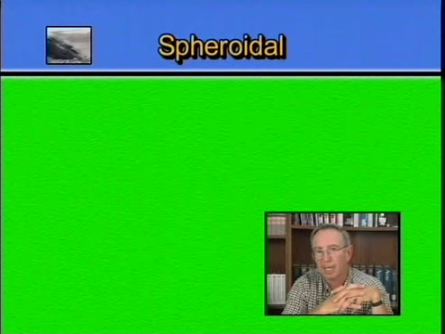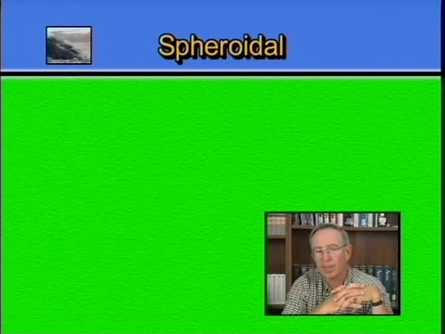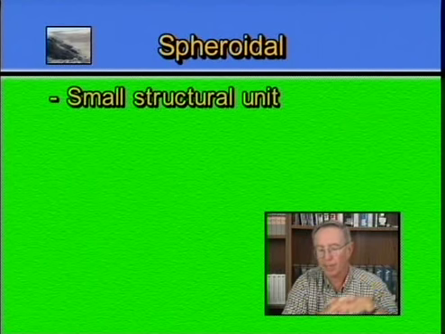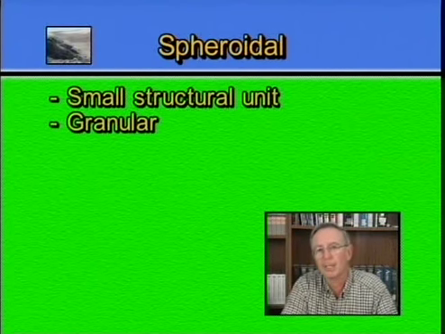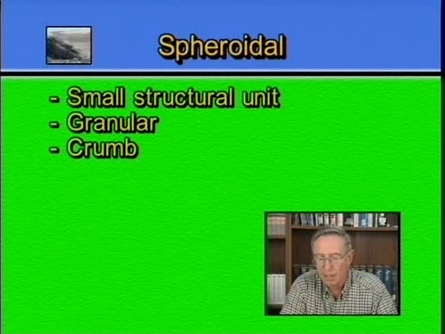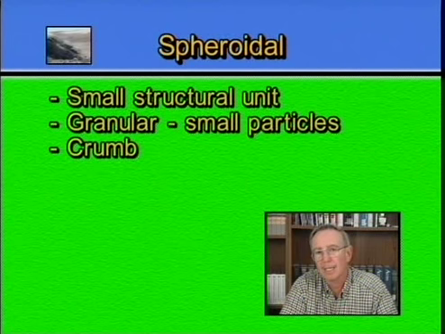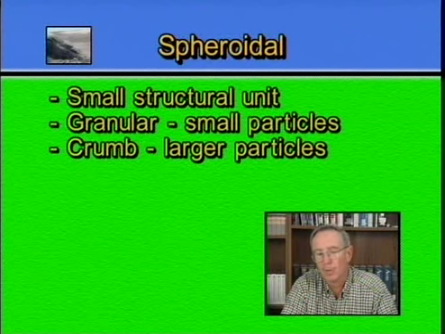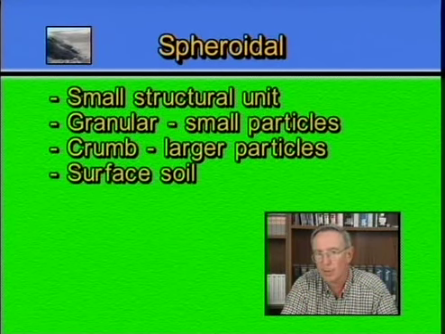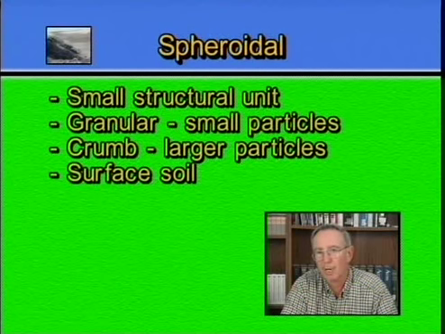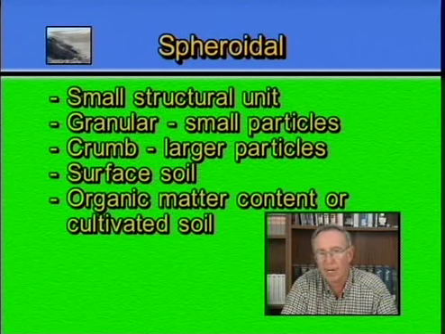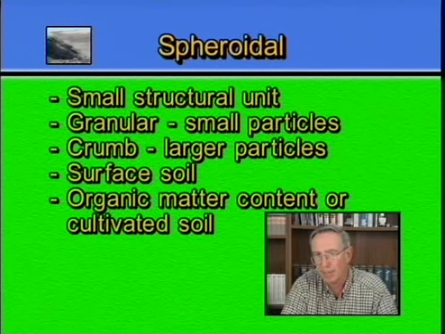The final broad category for soil structural units is classified as being spheroidal. Spheroidal are relatively small structural units. They're put into the two subcategories of granular and crumb. Granular are very small particles, where we have a small number of particles adhering together. And crumb would be more typical of a slightly larger type of unit. These are most typically found in the surface soil, especially where we have an appreciable organic matter content and or where we have cultivation occurring.